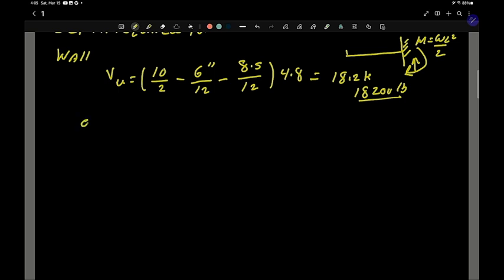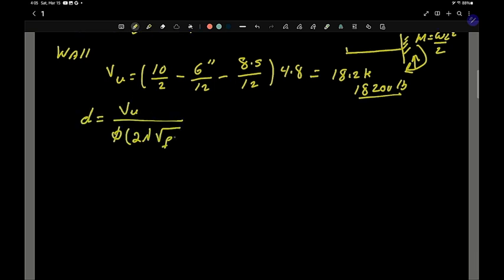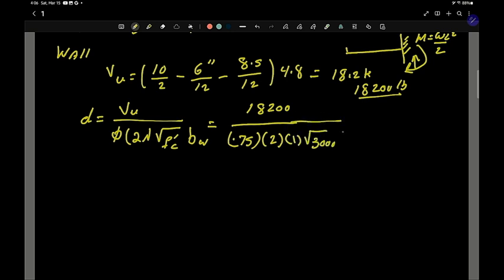So our D is equal to Vu divided by phi times 2 lambda square root of f'c times bw. And we're going to have 18,200. Phi is 0.75, times 2, lambda is 1, and square root of 3000, and then times 12 is our width, and that comes out to be 18.45. Now our height is going to be d plus the cover, right?